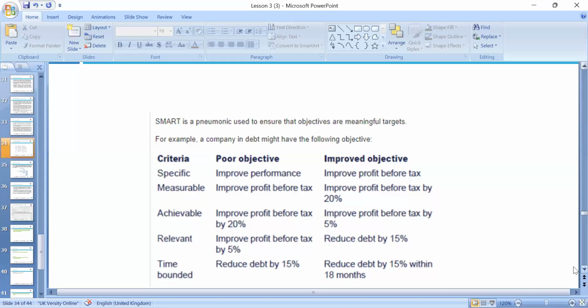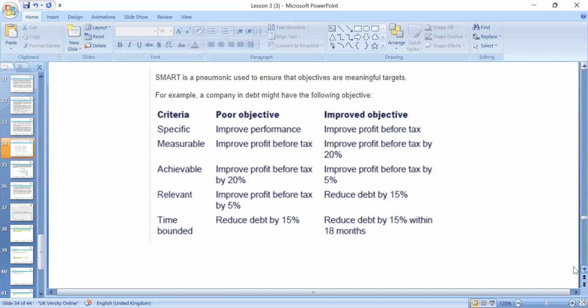When you look at the objective, it is a SMART objective. SMART means specific, measurable, achievable, relevant, and time bound. If we want to improve performance, we improve profit before tax, and measure it: improve profit before tax by 20%. Achievable: can we improve profit before tax by 20, or by 5? Relevant: improve profit before tax and reduce the debt. Time bound: reduce the debt by 15% in 18 months.